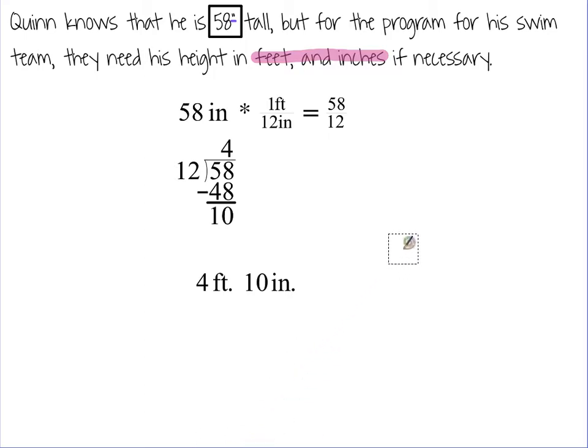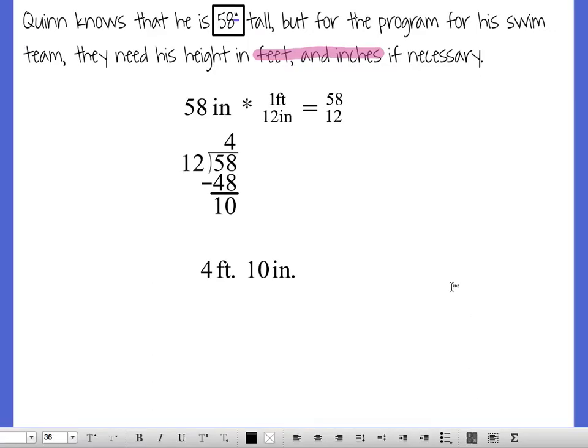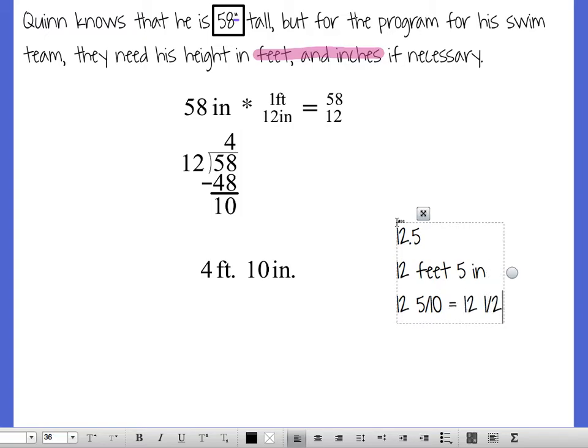This is really important, especially if you type it into a calculator and you get 12 and 5/10. A lot of times students like to say, ooh, then this would be 12 feet 5 inches. But that's not the case. You have to remember that 12 and 5/10 is actually equal to 12 and 1/2. This half right here is actually half of a foot. So this is actually equal to 12 feet 6 inches.